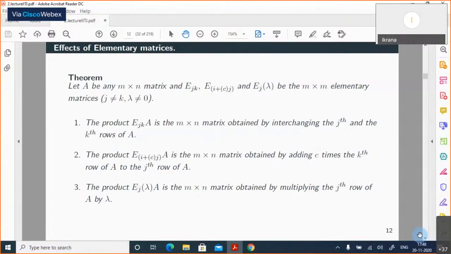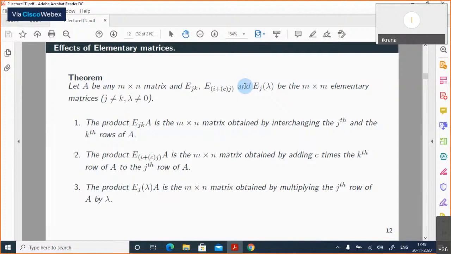So the theorem that we want to state and verify is the following, that the product E_jk A. So take any matrix A which is of order m cross n. Take an elementary matrix of order m cross m, so that is m here. So we'll be multiplying on the left by these elementary matrices, so the matrix multiplication makes sense.